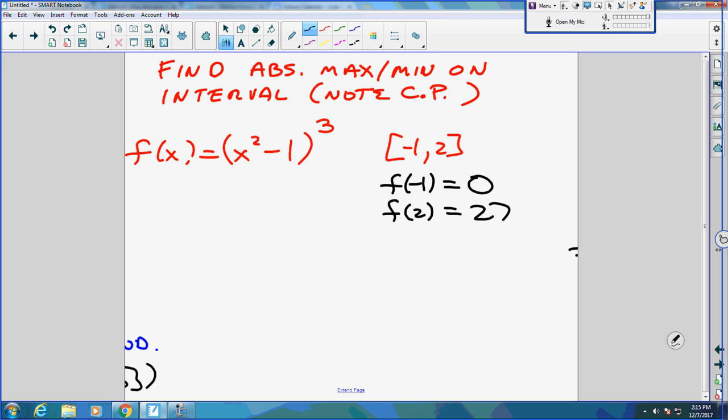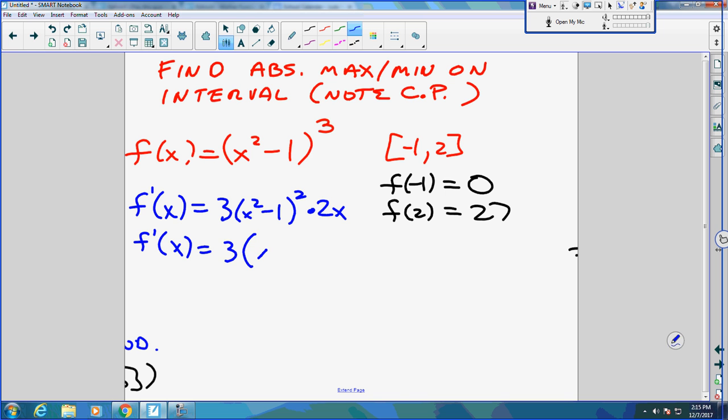To get those critical numbers, I have to take the derivative. Everybody, this is a chain rule. Bring the power down. Leave it alone, right? Take the derivative of the inside. All right? Everybody, this is why factoring is so important for us, all right? Because we should see that it's this. That x squared minus 1 is x plus 1 times x minus 1.